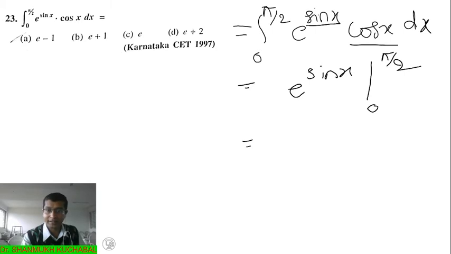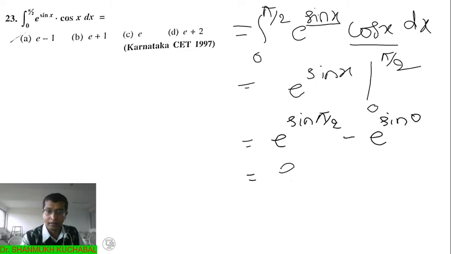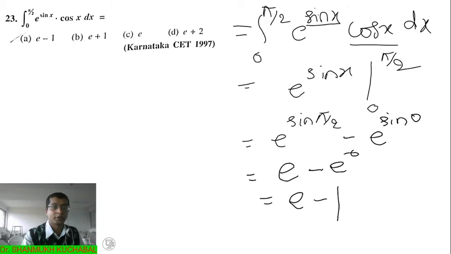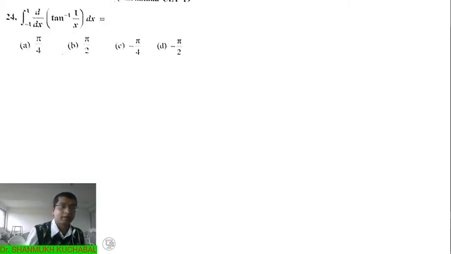Now we will replace the value of x equal to the upper limit. So we get e raised to sin pi by 2 minus the value at the lower limit, that is sin 0. Sin pi by 2 is 1. So it is e raised to 1 minus e raised to 0. Further, we can write e minus 1, since e raised to 0 is 1. Therefore option A, e raised to 1 minus 1, is the right option.